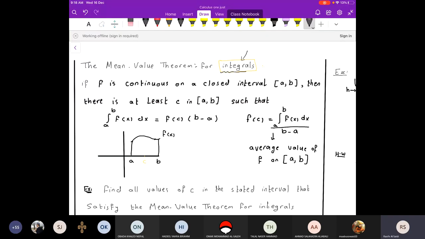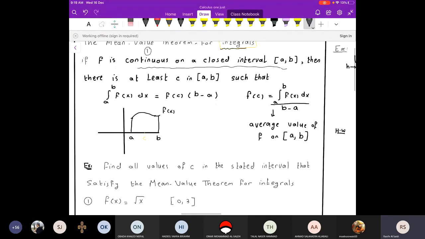What are the conditions of this theorem? If f is continuous on a closed interval. We have only one condition. Then there is at least one c belonging to (a, b) such that the integral from a to b of f(x) dx equals f(c) times (b minus a). This means the integral from a to b of the function of x is actually the area.